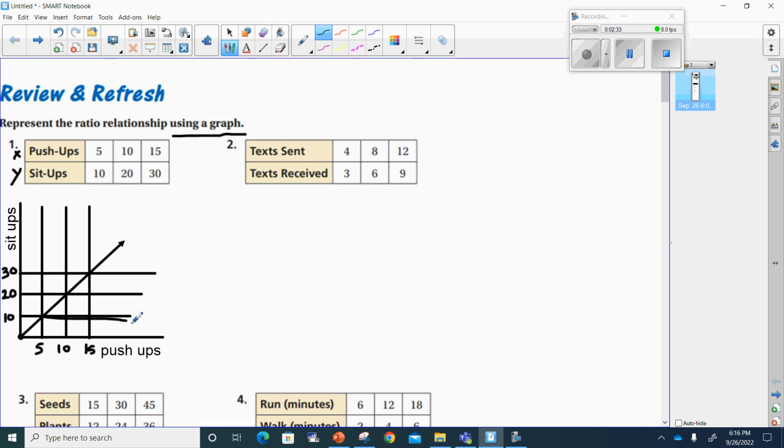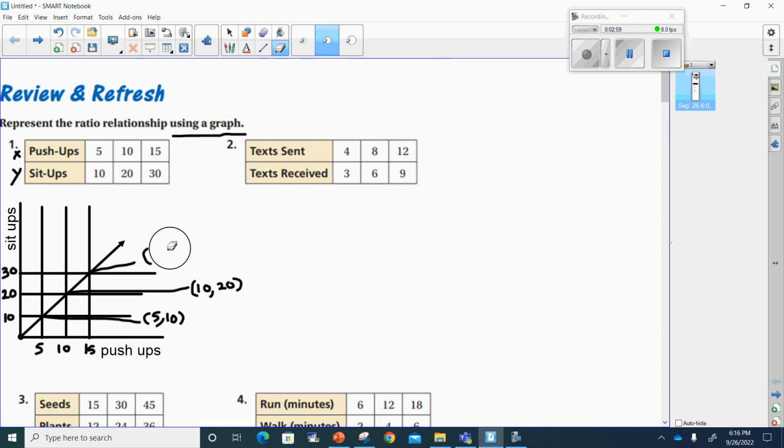So over here, I might come and put this one at 5 and 10. I'll take this one here, mark it at 10 and 20. And this last one I'll put at 30. Oh, sorry, got to do the X first. So it should be 15 and 30. Okay, and then I'm going to put my dots right here, showing that I made my coordinates.